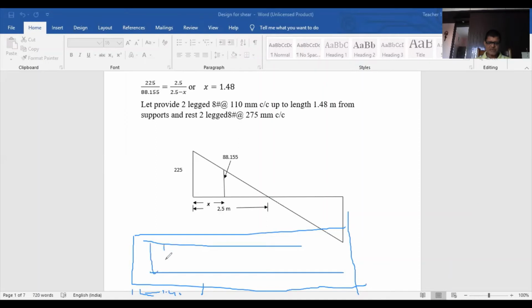The spacings will be less, 110 millimeter center. So provide this distance as 110. All are 110, and beyond this, these will be 300 center. So write it in a different way. This is coming 300 center. This value is 2.85 at the rate of 110 center. So write those things, and that will be the detailing of these reinforcements.